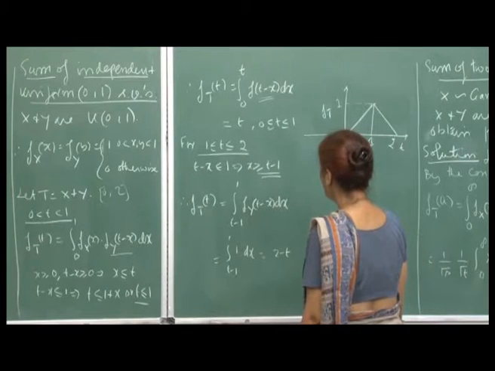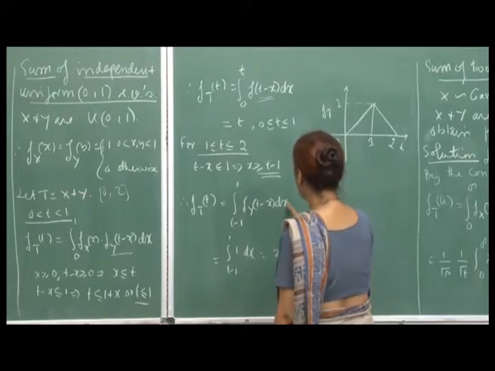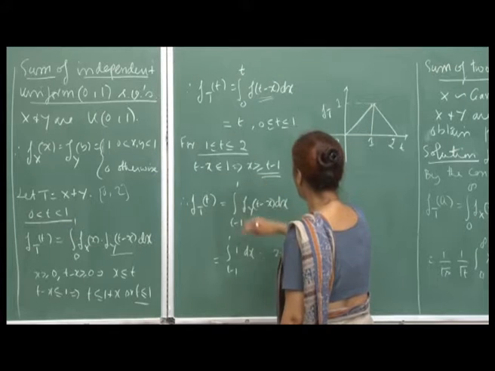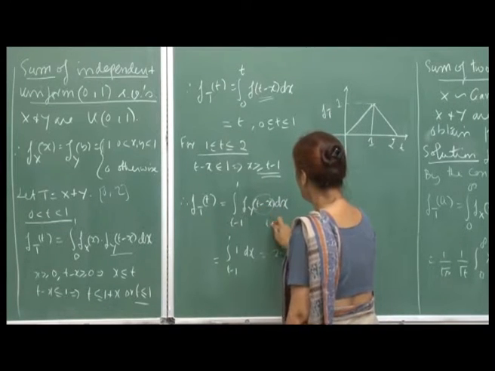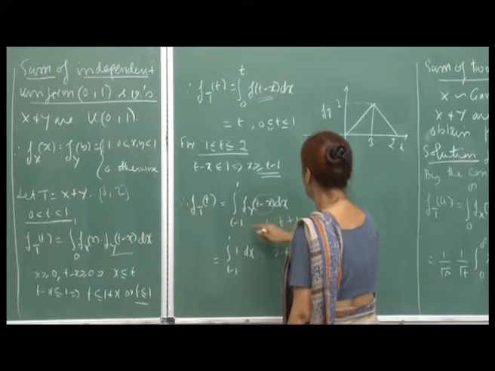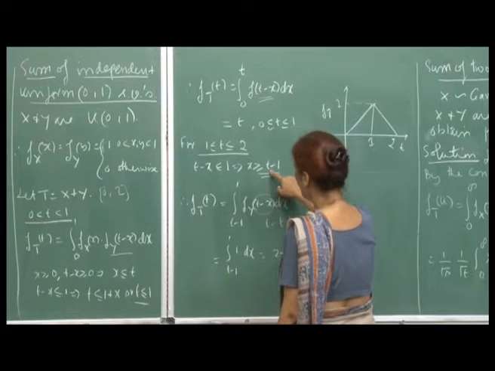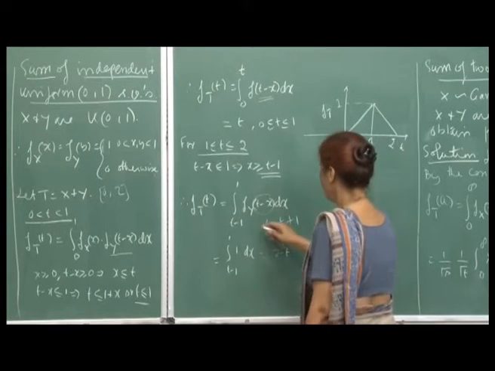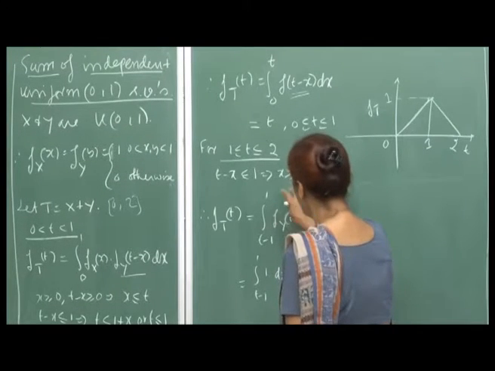So this is t minus 1 to 1. That means my x can vary from t minus 1 to 1. At x equal to t minus 1, this will be 1, and when x is 1 this will be t minus 1, because x has to be greater than or equal to t minus 1. So the range is this, and again in this range this function is equal to 1.